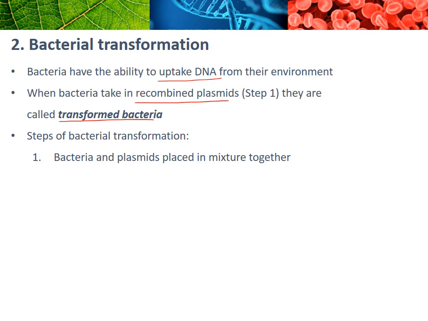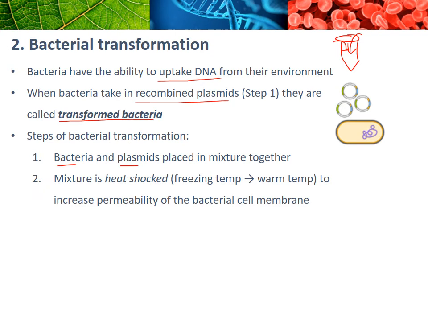So the steps of this is that now we mix together bacteria and plasmids. This is generally done in a little kind of test tube thing that looks a bit like that. We put our bacteria in there and we put our plasmids in there. We then do a technique called heat shock, and that is when you put this whole mixture, this test tube, into ice water for about 10 minutes, and then we would warm it up again. That's just called heat shocking something.